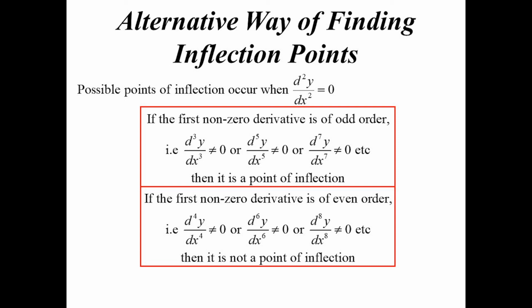Keep going. What's the fourth derivative? 24. So the first time it's not 0 is the fourth derivative, therefore it's not a point of inflection, because that's an even one. And you can keep going. I mean, if you did x to the power of 5, the first time it would be non-zero would be at the fifth derivative, and so on and so on.